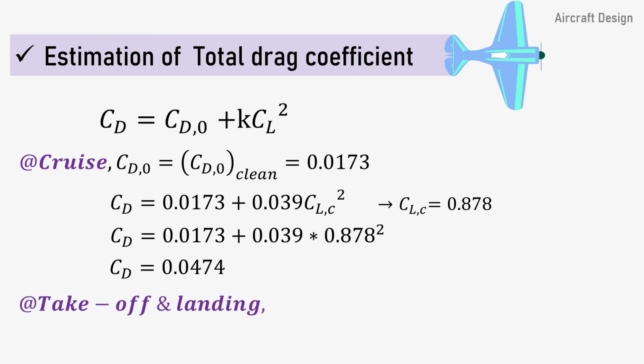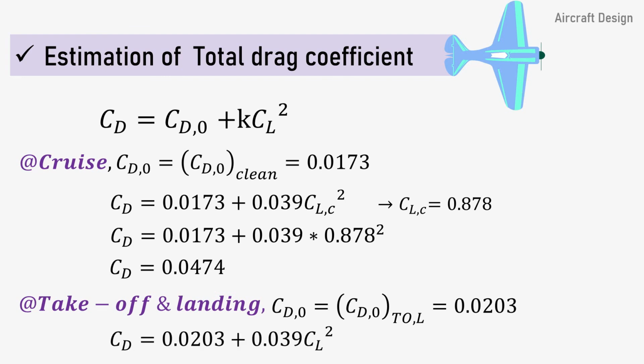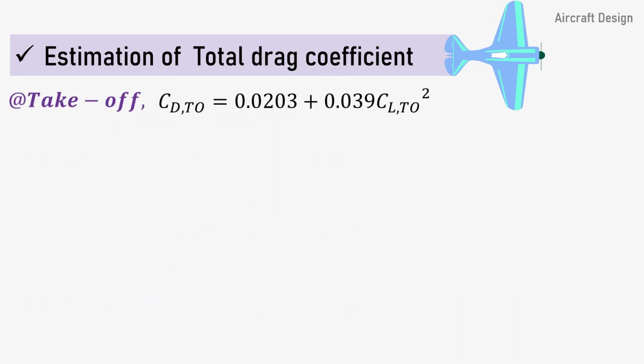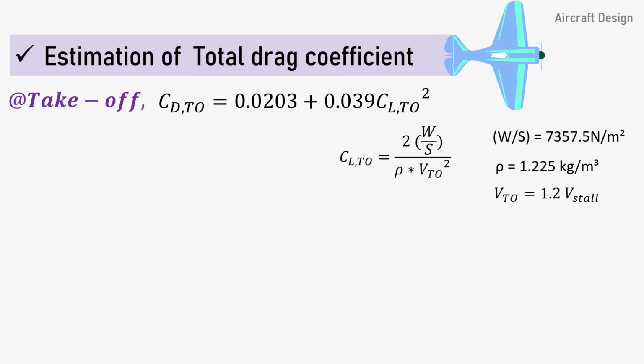Now at the time of takeoff and landing, C_D0 remains the same for both cases, about 0.0203. Applying this in the drag polar equation, we get 0.0203 plus 0.039 C_L,TO squared. Now for the takeoff, we need to find the lift coefficient during takeoff, which is W by S divided by half rho V_TO squared, where W by S is the wing loading, that is 7357.5 Newton per meter squared.